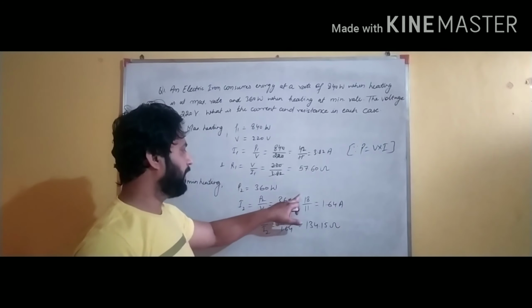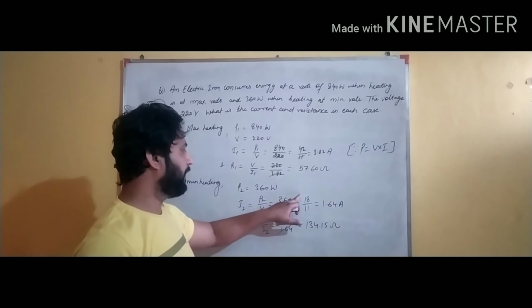In this numerical, 100 joule of heat is produced each second in a 4 ohm resistance. Find the potential difference across the resistor. So what is given? Heat is 100 joule for a resistance of 4 ohm, and time is 1 second. We have to calculate the value of V, the potential difference.